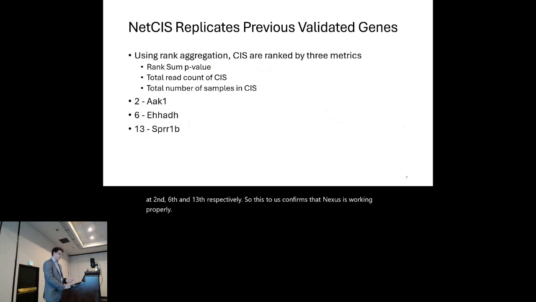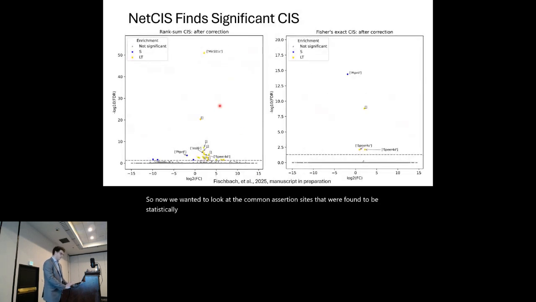So now we wanted to look at the common insertion sites that were found to be statistically significant from the volcano plots. And these show the resulting FDR values for every common insertion site using the rank sum test here on the left and the Fisher's exact on the right.